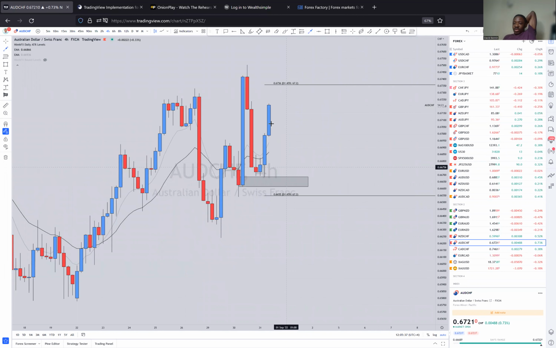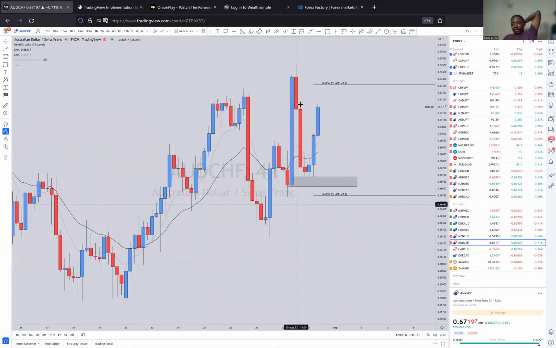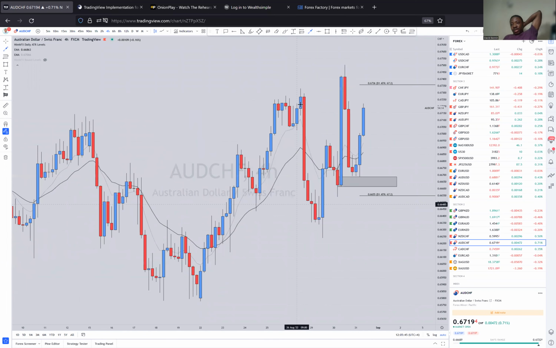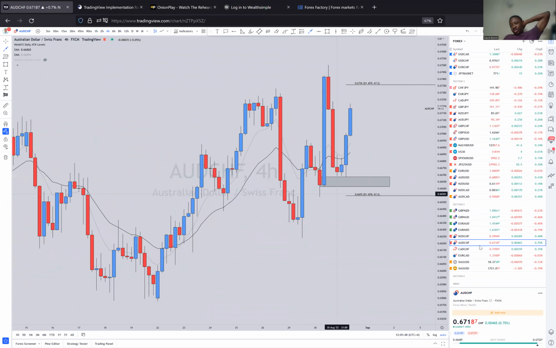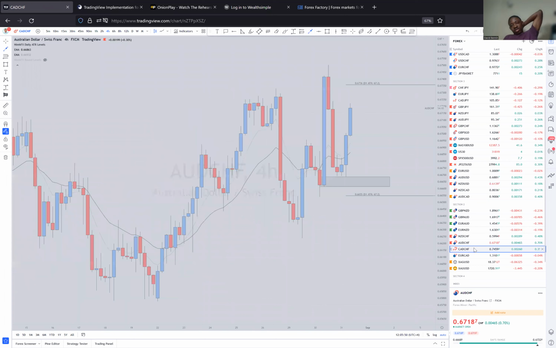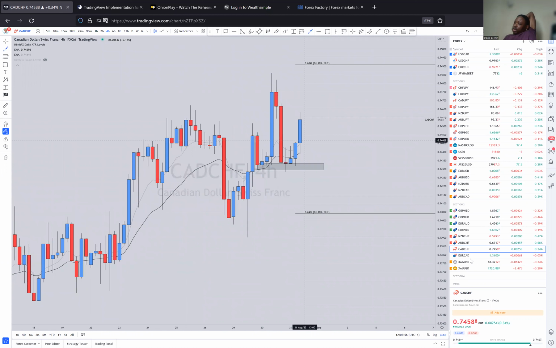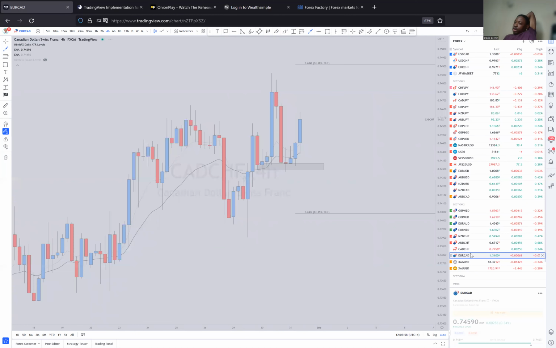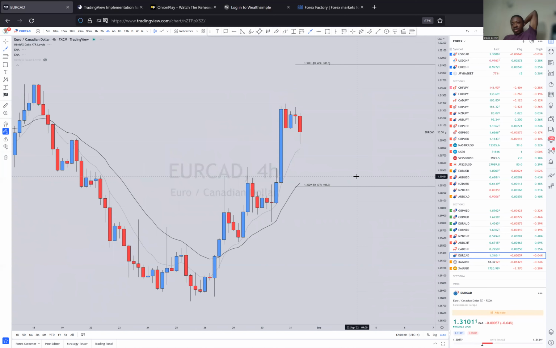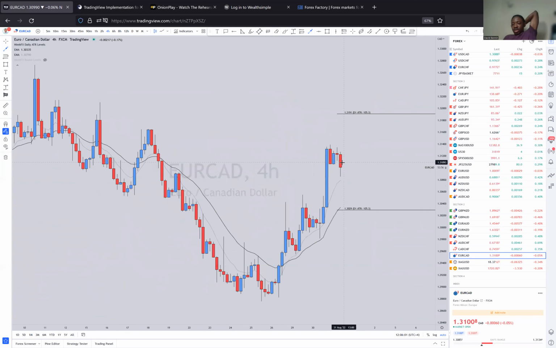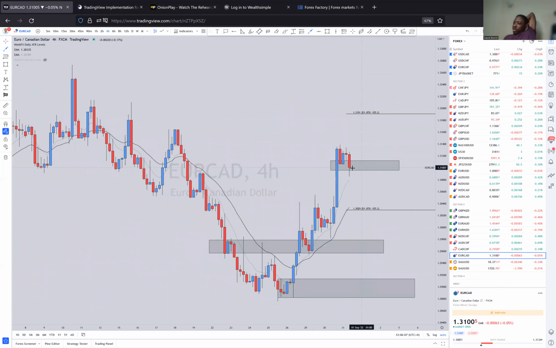Hey, this CHF, this was a good setup, man. I don't know why I didn't take this. I know I didn't take this, but this is gone now. CAD CHF, the same thing. But I think Euro CAD sell is still something that makes sense. Euro CAD potential sell here, but I'll look for this close here. If it closes below this level here, I'll look to sell into these lows here.